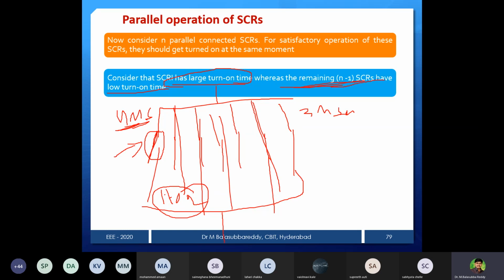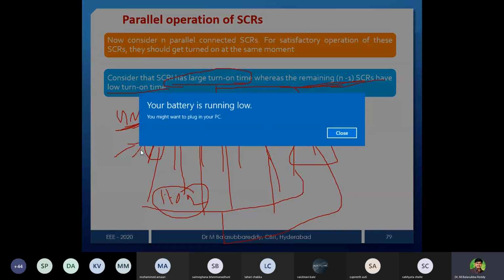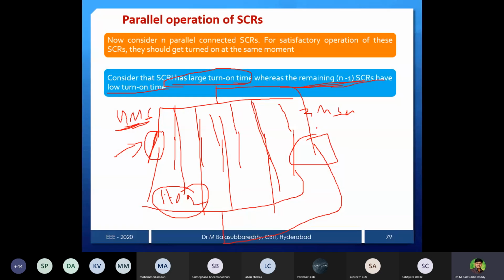At the 4th microsecond, SCR1 is unable to fire because the anode to cathode voltage is very, very small. Because of that reason, the SCR is unable to conduct. SCR1 is unable to fire. But the load is there. Total demand is 6 to 1. We are trying to make all the SCRs share, but unfortunately one of the SCRs has failed. That is the reason SCR1 is unable to conduct.